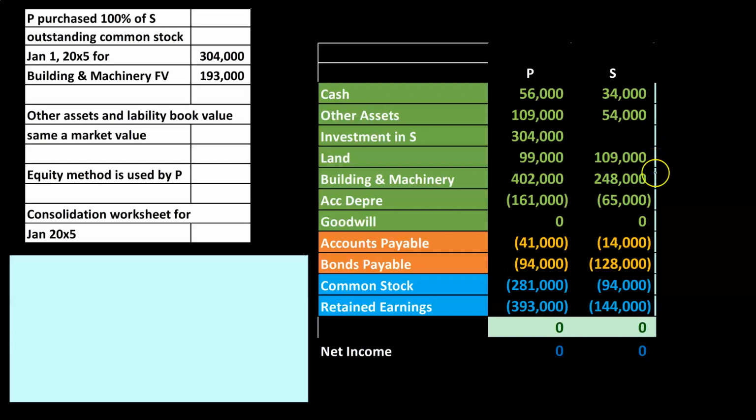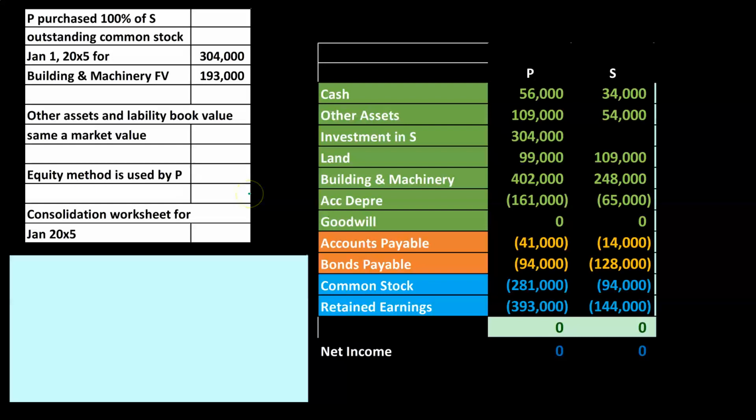And what did we revalue? We left everything the same, but revalued the book value of the building and machinery. For all other assets and liabilities, book value is equal to the fair value. So P is going to be using the equity method. The investment here is on the equity method. This only represents the purchase price at this point, which is the 304, because no activity has happened. There's been no income and no dividends since the point of purchase.